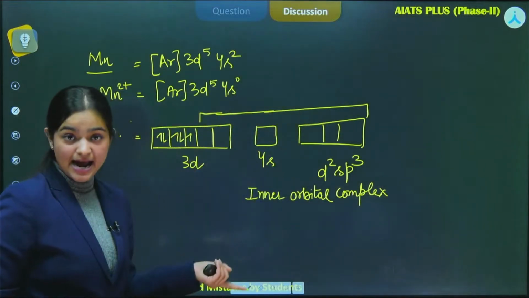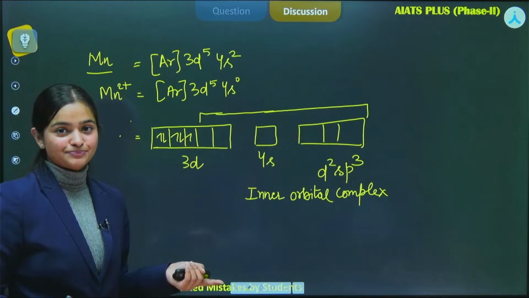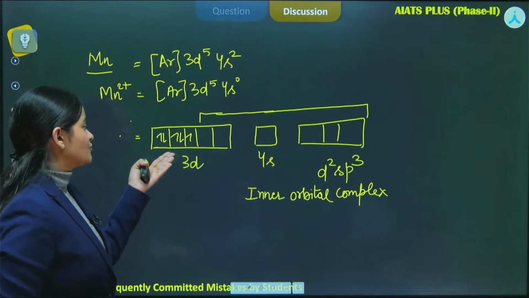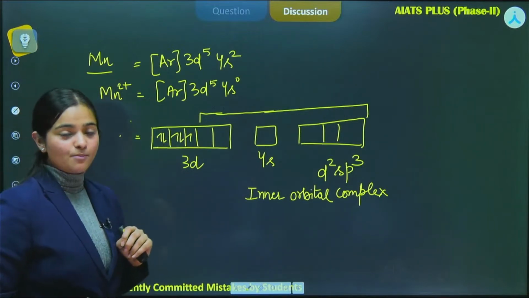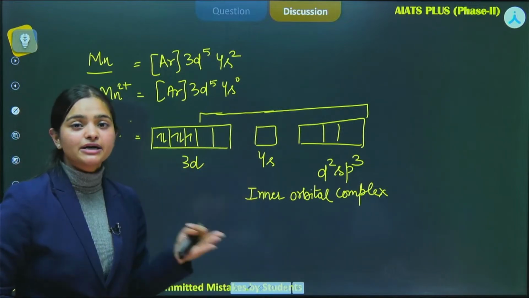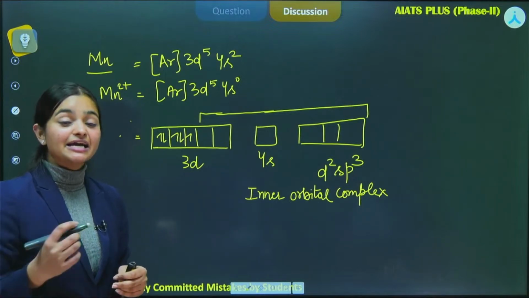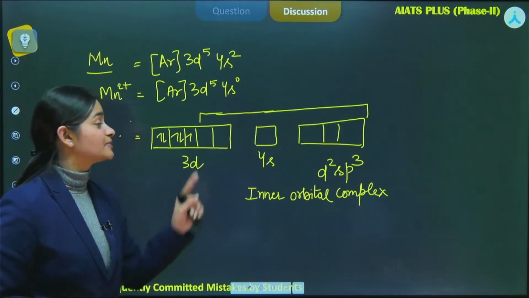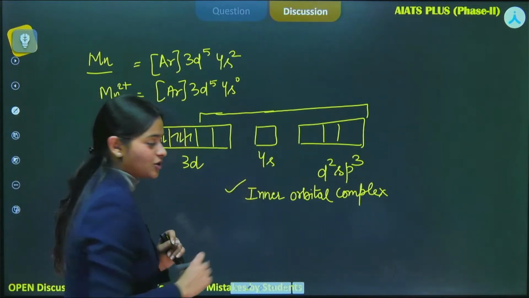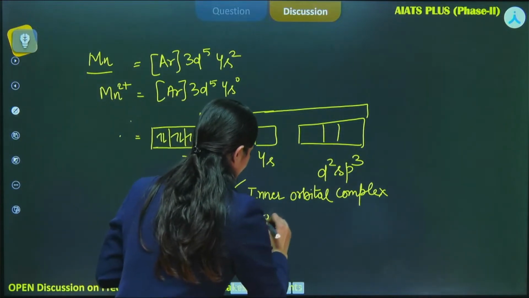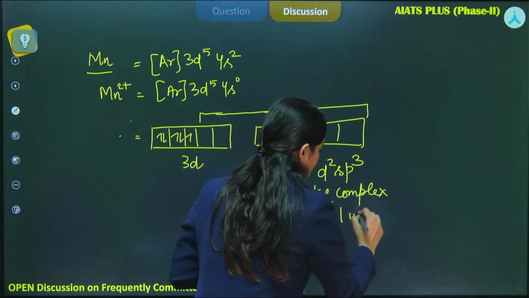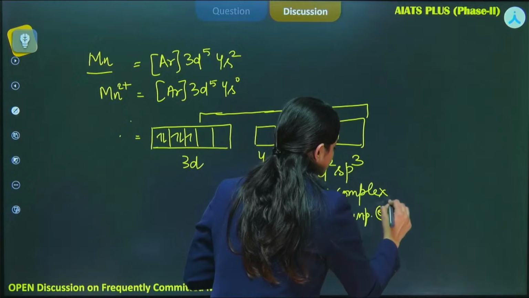Right? Spin paired or spin free. Inner orbital complex, so therefore it is a spin paired complex. It is also evident that we have paired electrons and inner d orbitals are being used. Okay, so is it a paramagnetic or a diamagnetic species? It is indeed a paramagnetic species because of 1 unpaired electron present. So, an inner orbital complex and a paramagnetic species due to 1 unpaired electron.